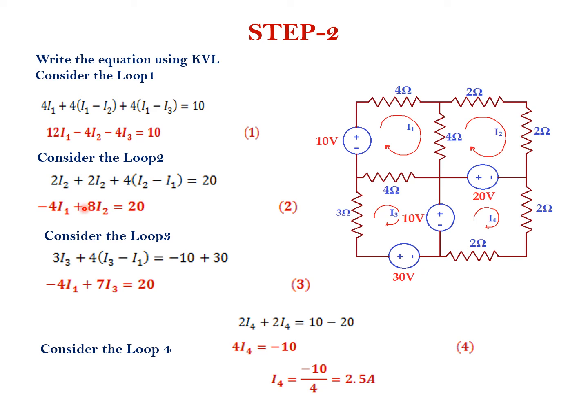Now I am going to reduce the equation. So 2I2, 2I2 and 4I2, that gives 8I2. Here minus 4I1, that is equal to 20. This is equation number 2.